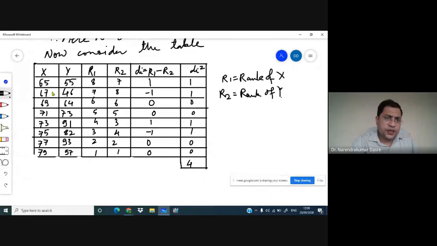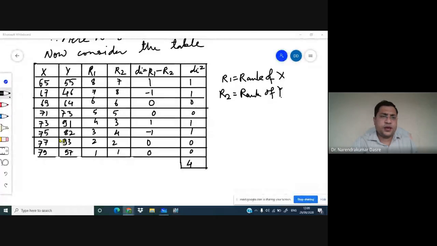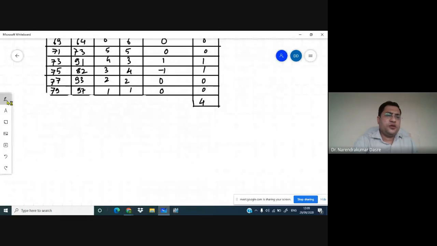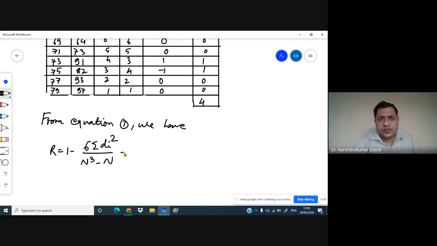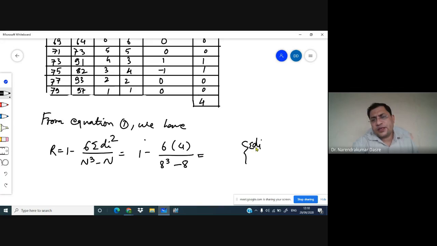And now we write the formula. So what we can say is, from equation 1, we have R is equal to 1 minus 6 times summation di square over n cube minus n. So here we will have 1 minus 6 times 4, and 8 cube minus 8. Here summation di square is equal to 4 and n is equal to 8. Okay, so this is what we have to put.